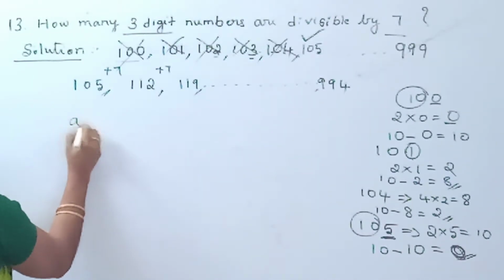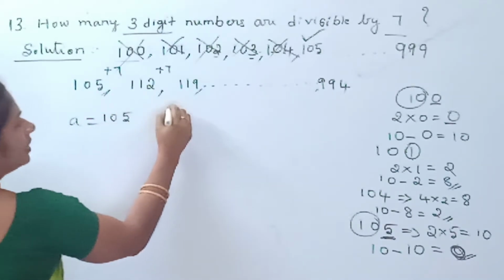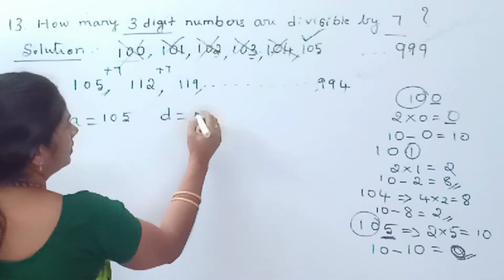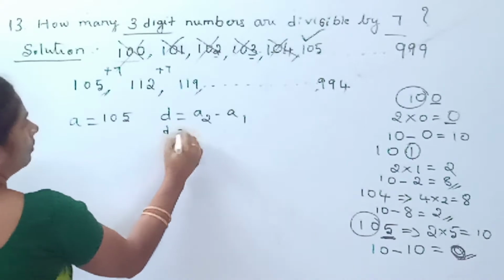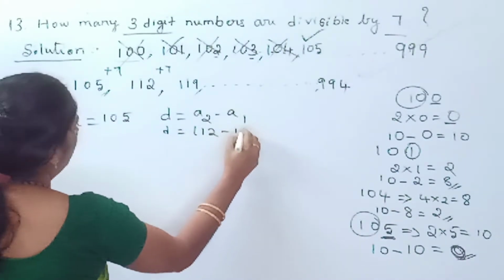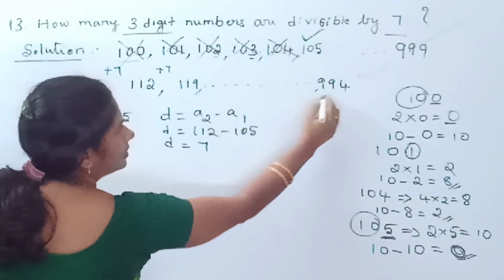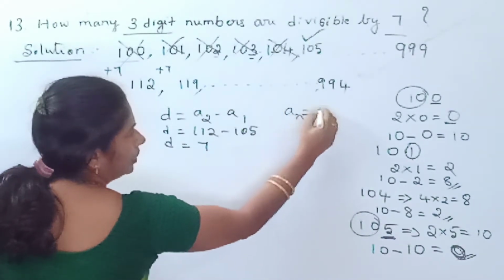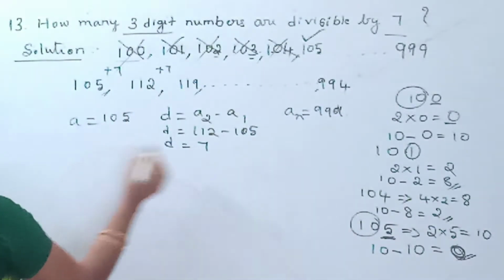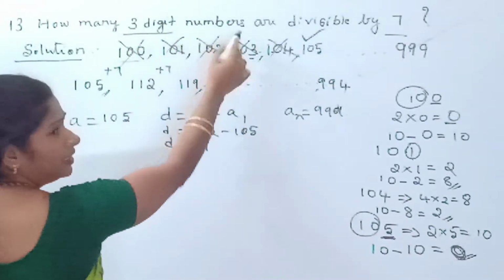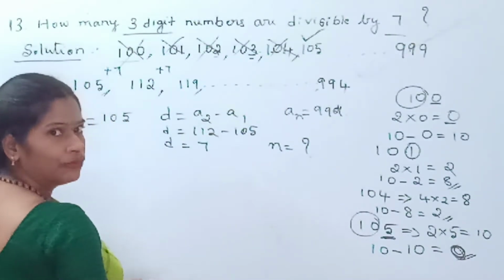So what is given? The A value is 105. Let us find the common difference. A2 minus A1, so it is 112 minus 105. So the D value is 7, and this is our nth term, the AN value, 994. What do we have to find out, children? How many numbers? So which value do we have to find out now? The N value.